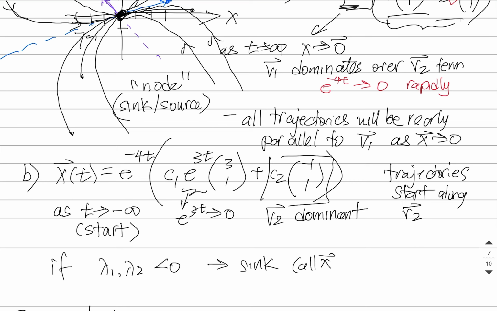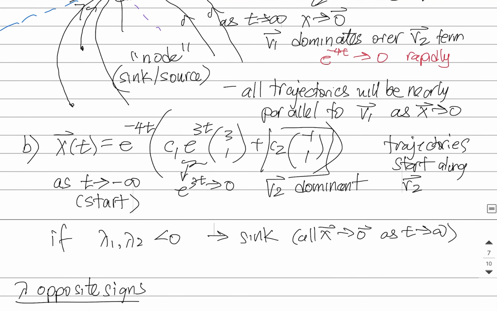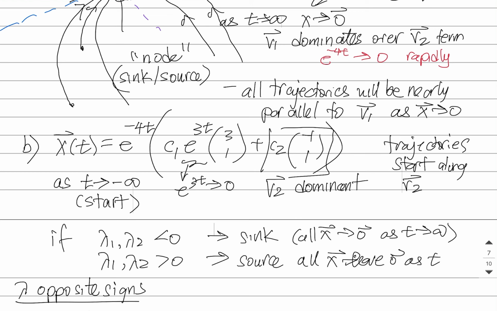All the x will go to 0 as time goes to infinity. Everything will approach the origin and sink into it. But if the lambda 1 and the lambda 2 are both positive, it's a source. All the x will leave 0 as time goes to infinity. So a sink is stable, whereas a source is unstable.